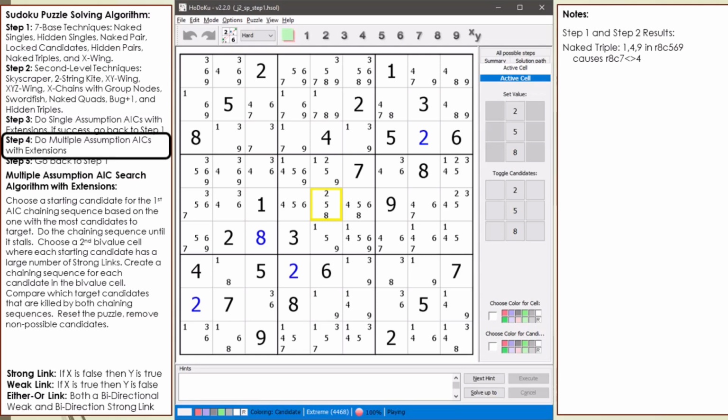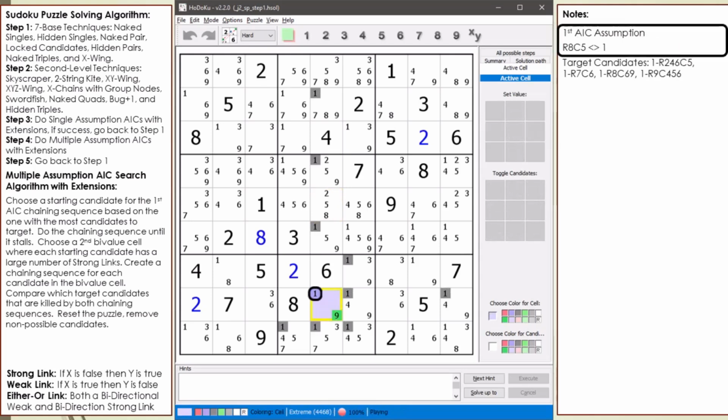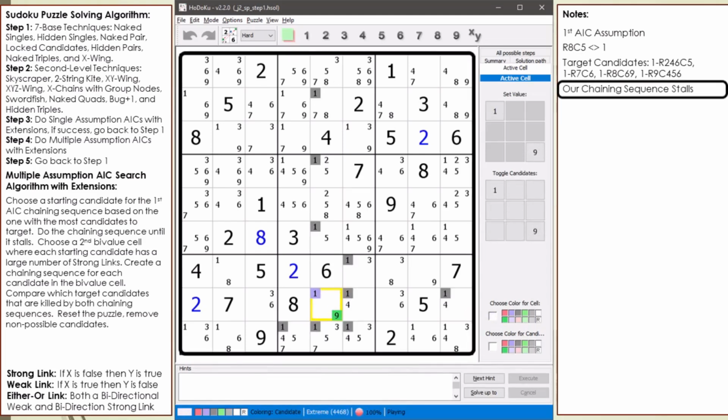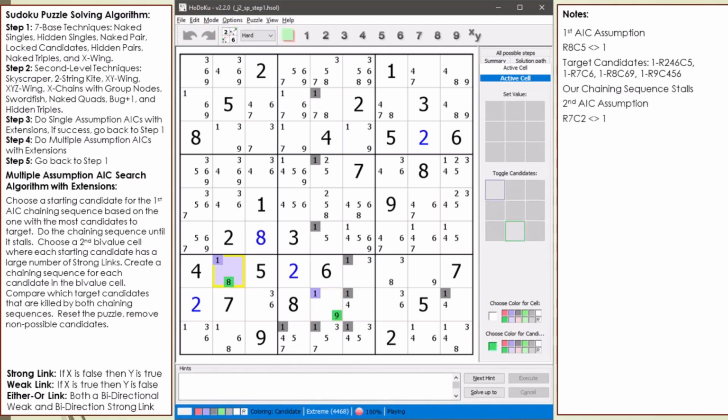Next, we try step 3, but all our single assumption AICs stall, so we are now ready to do another round of step 4. I choose the 1 in cell 8,5 to be the starting candidate for our first AIC assumption. There are 9 target candidates. Our chaining sequence stalls, so we look for a by-value cell for doing a second AIC assumption. I choose the by-value cell 7,2 for our second AIC assumption. We begin by assuming the 1 in cell 7,2 is false.